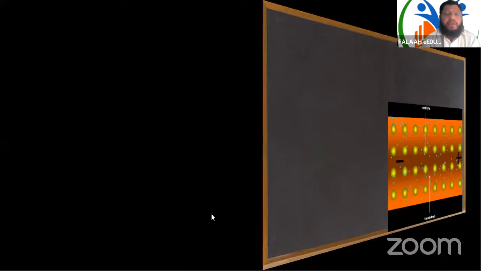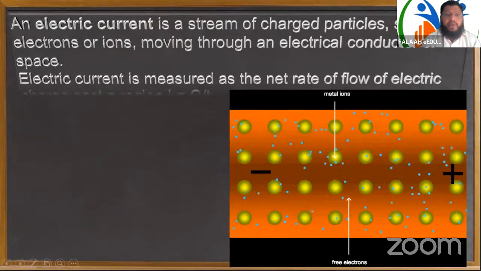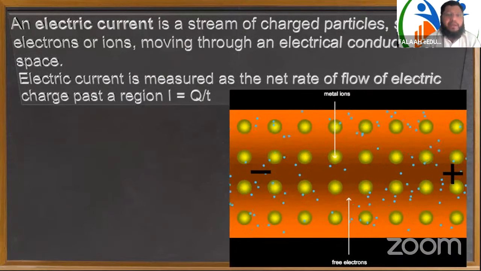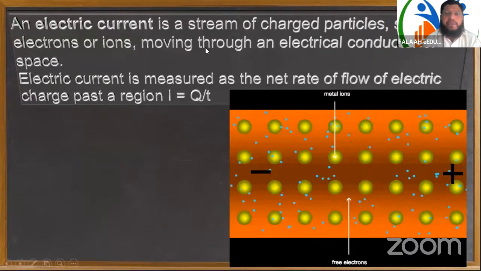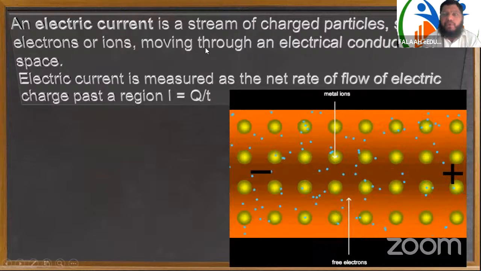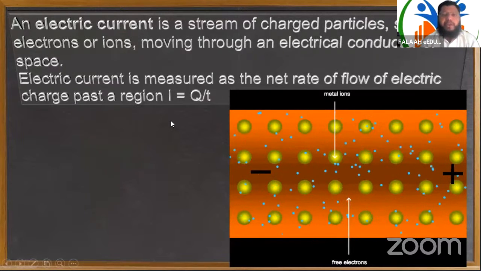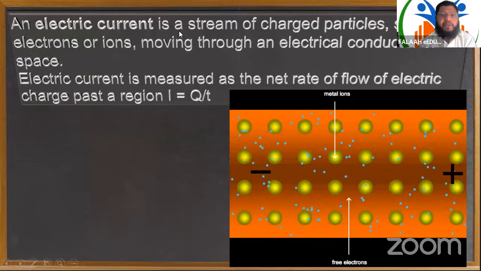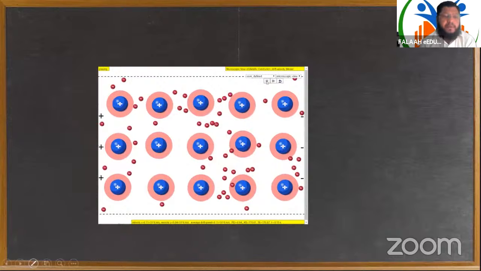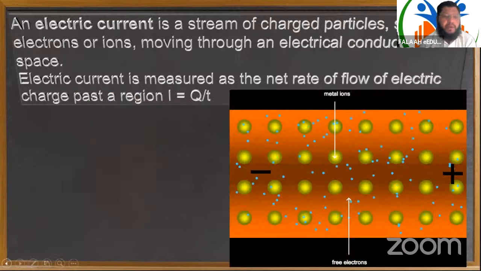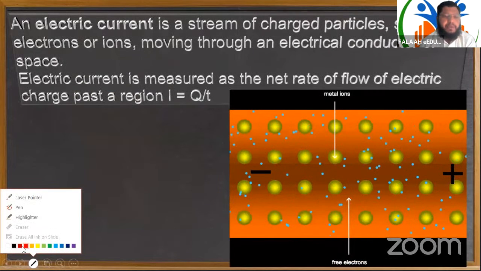So what we know, that we are going to study about the electric current. Electric current is a stream of charge particles. What is a stream? Stream is the flow. What is the linguistic meaning of stream? What is the meaning of stream in language?